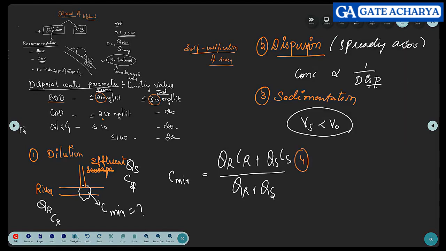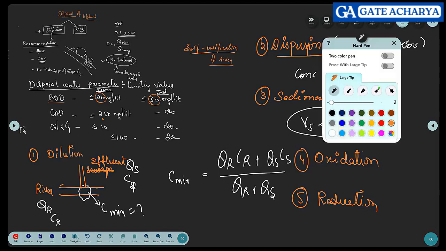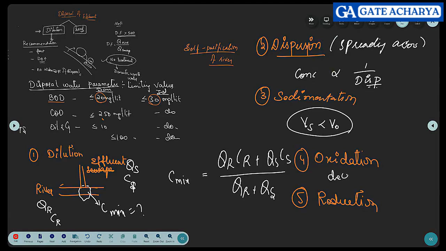It may decompose by anaerobic condition or aerobic condition. So decomposing by aerobic condition is oxidation. Decomposition by anaerobic condition is reduction.